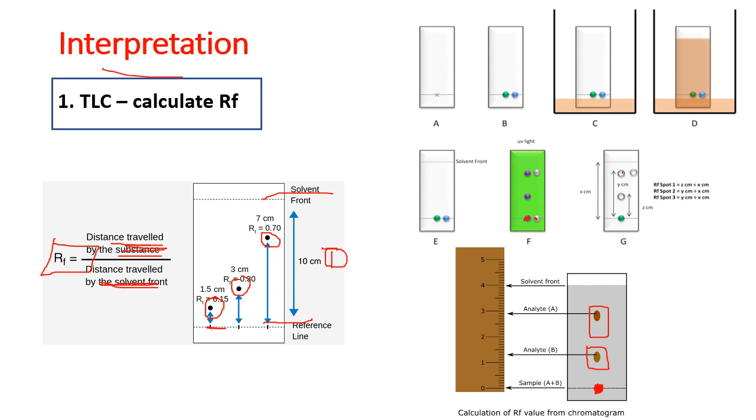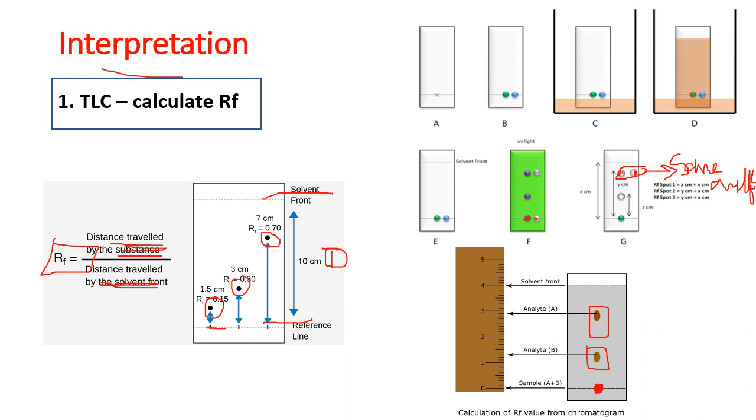So we have a different RF for every spot. But what if we have two spots having the same RF? The distance traveled by them over the total distance traveled by the solvent is the same, then this means that those two are the same analyte. So after measuring your RF, you need to interpret.